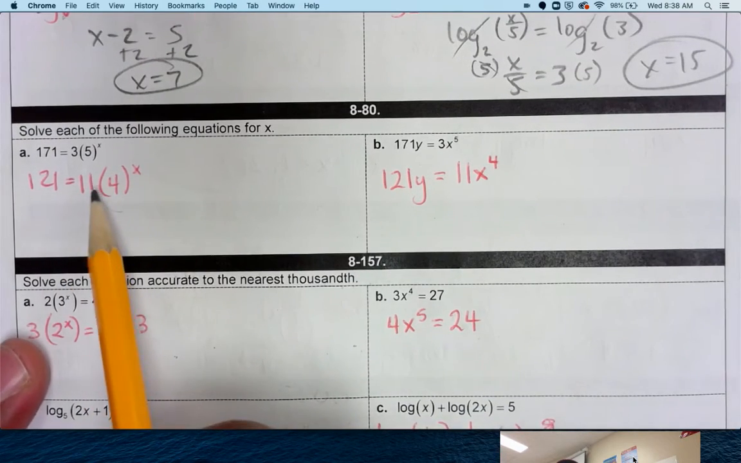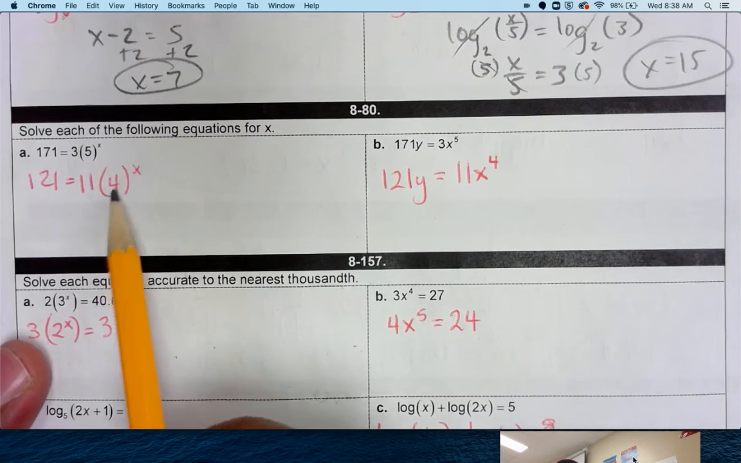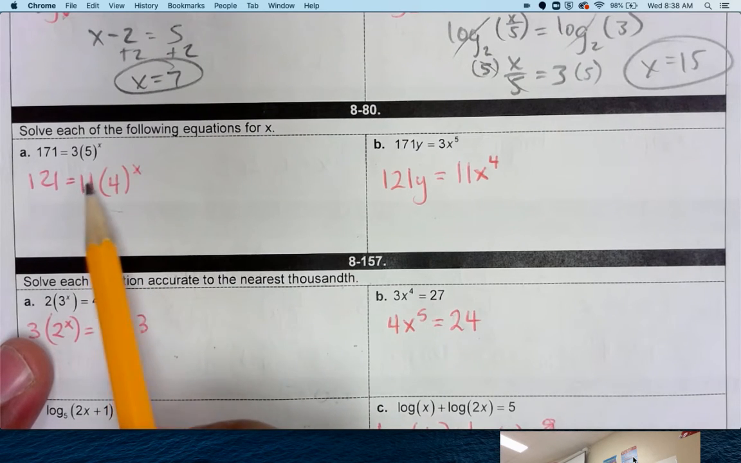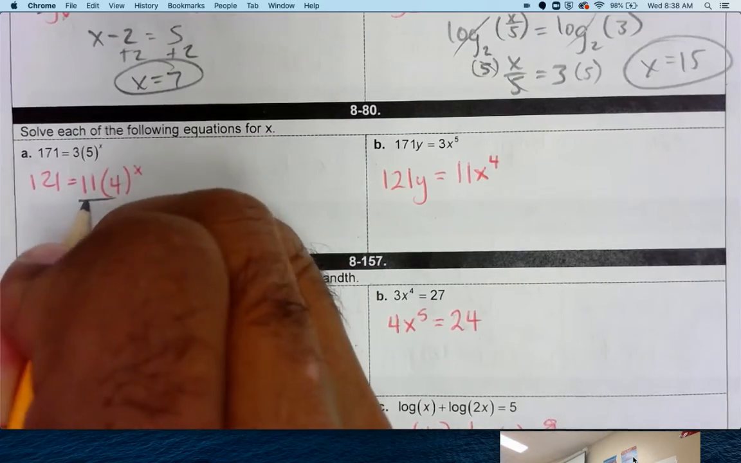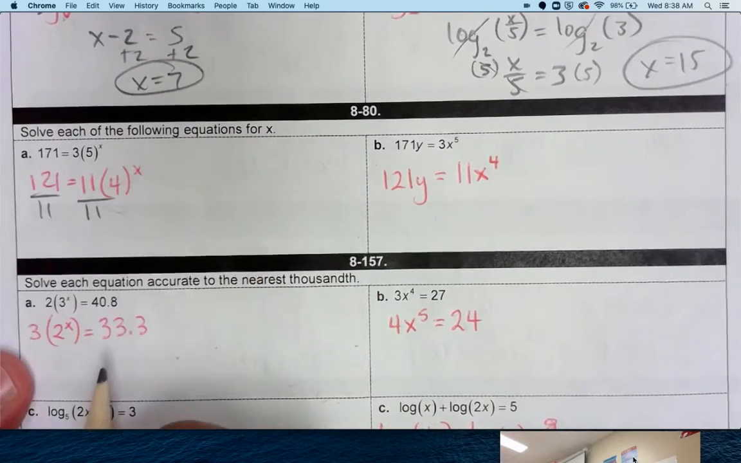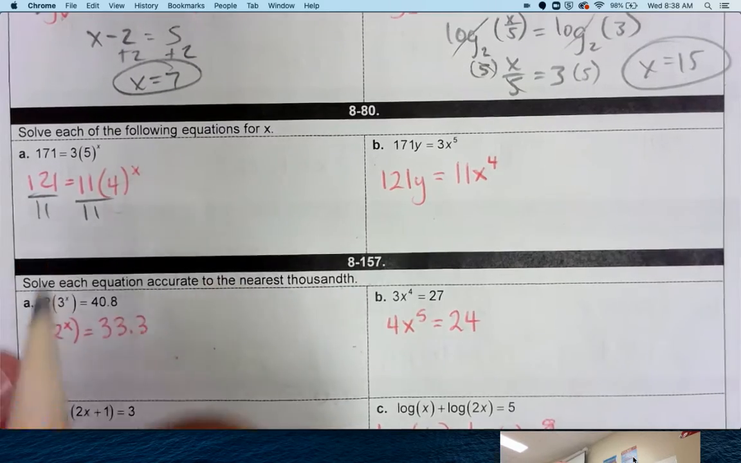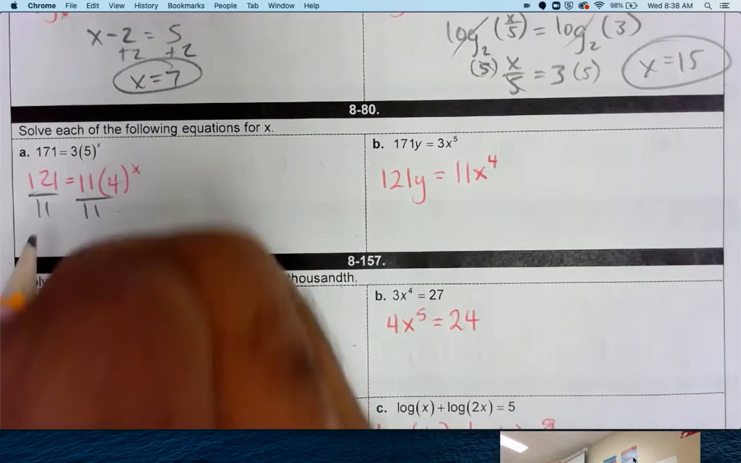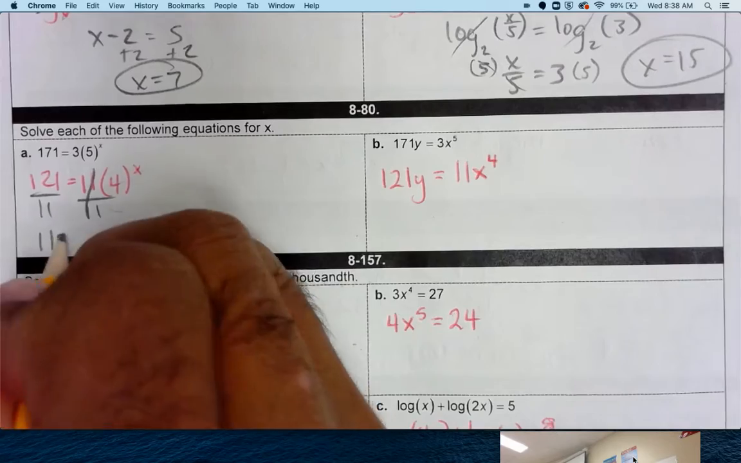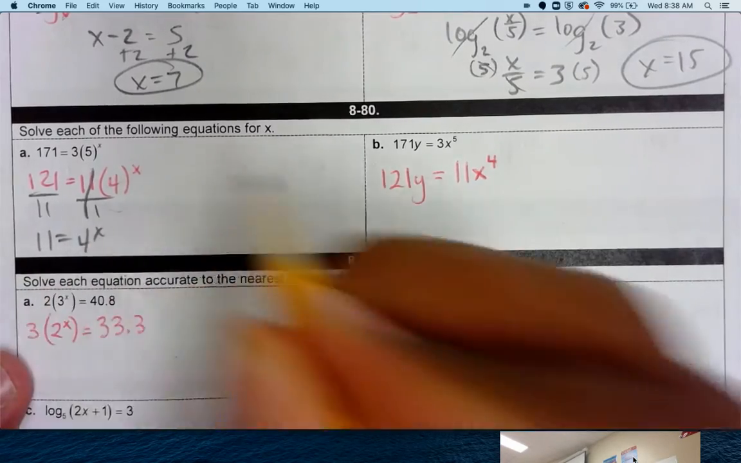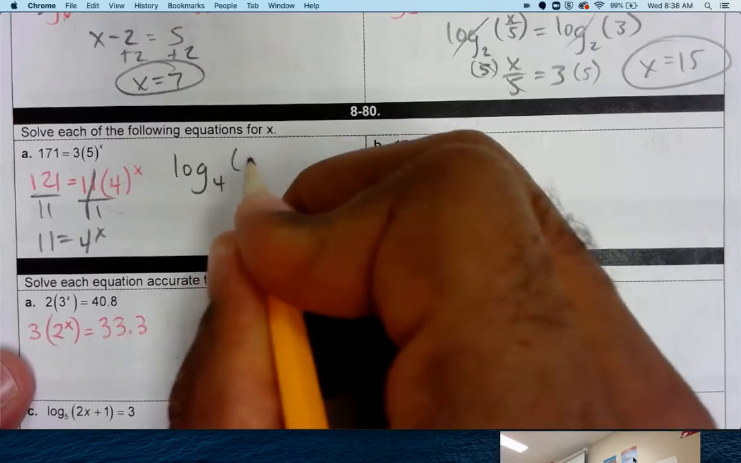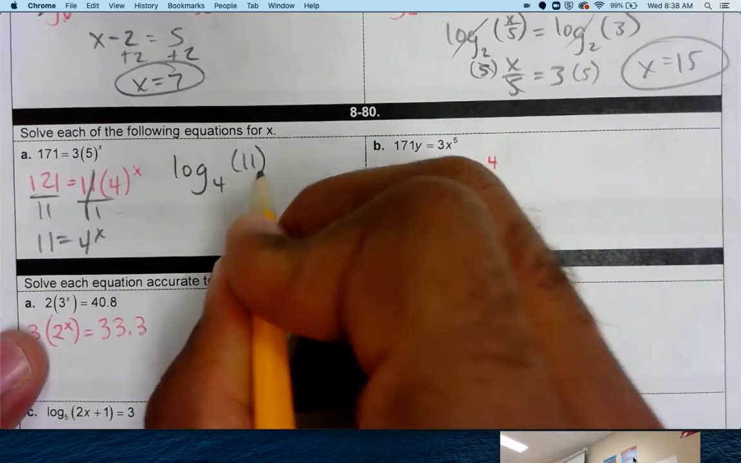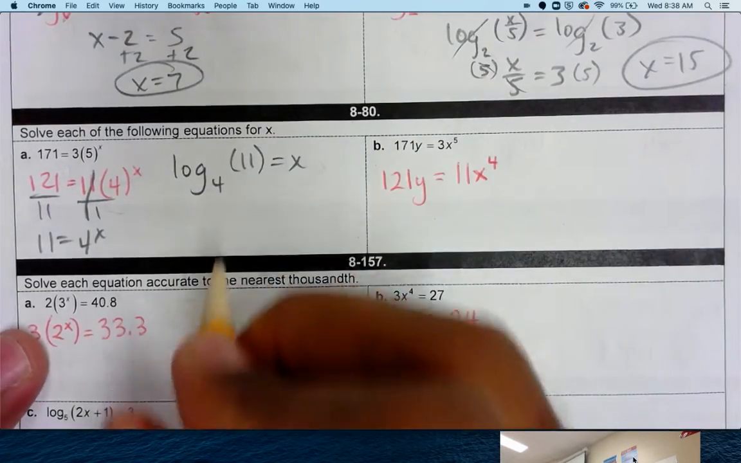Okay, so here we've got an exponential. So we're going to get this back in log form, but before we do that, we got to get rid of this 11 in the front. So we want to isolate the base and the exponent. So let's divide 11 both sides. Okay, I know 11 squared is 121, so if I divide that by 11, it's just 11 here on the left, equals 4 to the x. And then we just put this in log form. The argument becomes 11 equal to the x.